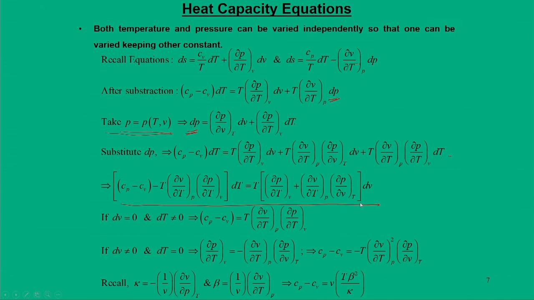So, the right hand side of these equations contains only specific volume, and the left hand side contains the change in the temperature T. We have already mentioned that temperature and volume can be varied independently, by keeping the other constant. So, if you look at these equations, say temperature change is not equal to 0, but specific volume change is equal to 0. That means, in a situation where the specific volume does not change but temperature changes, we get one expression: Cp minus Cv is equal to T times dou V by dou T at P into dou P by dou T at V.